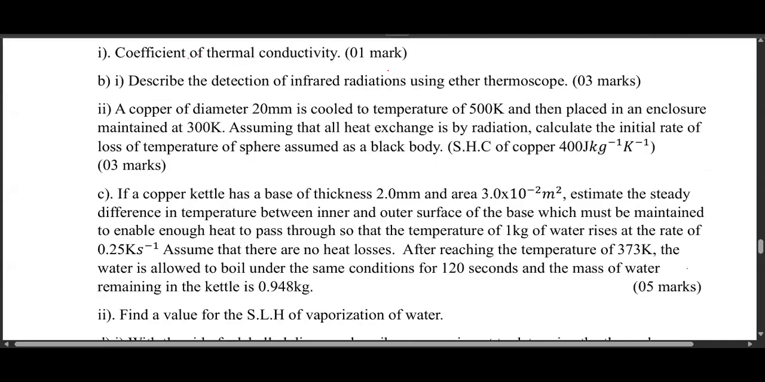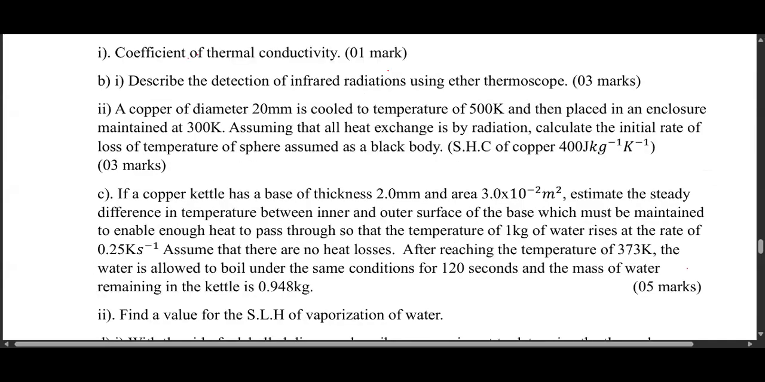Then part two, they are saying a copper sphere of diameter 20 millimeters is cooled to temperature of 500 kelvins and then placed in an enclosure maintained at 300 kelvins. Assuming that all heat exchange is by radiation, they want us to calculate the initial rate of loss of temperature of the sphere assumed as a black body. Specific capacity of the copper is given as 400 joules per kilogram per Kelvin.